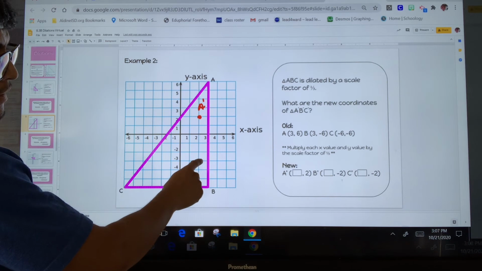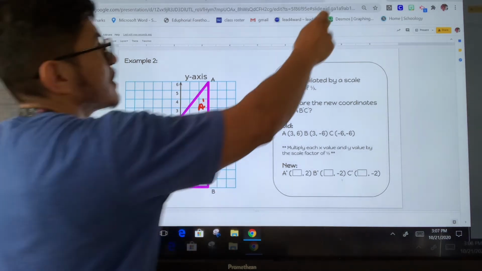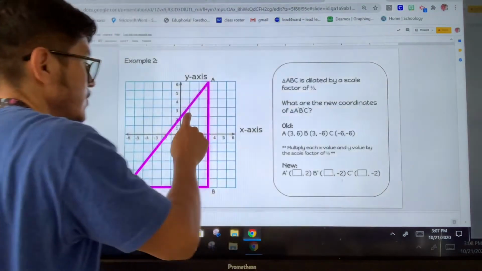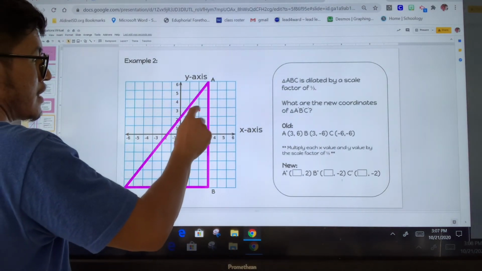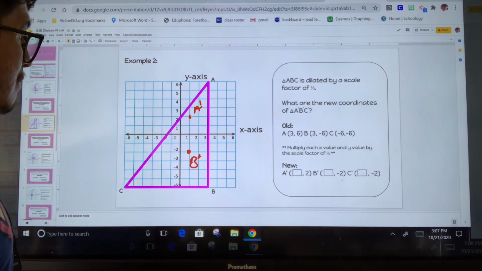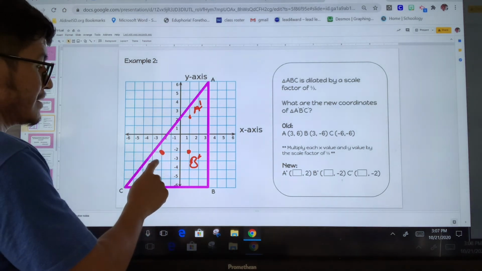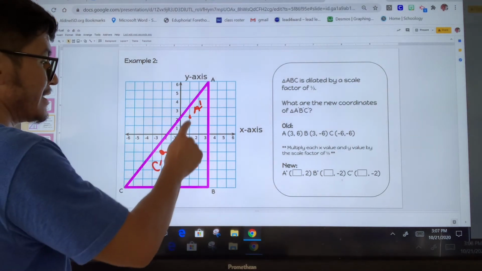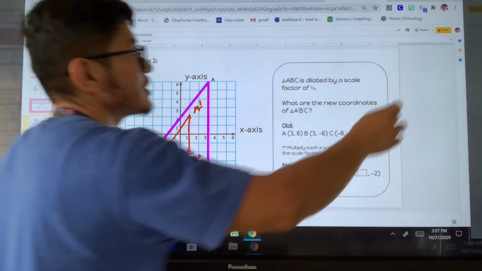Oh, what was it? I'm sorry, it was 1, 2. Sorry about that. It was 1, 2, then 1, -2, that's B prime, and then 2, -2, C prime. And you can see that this one shrunk. So that's what we call a reduction.